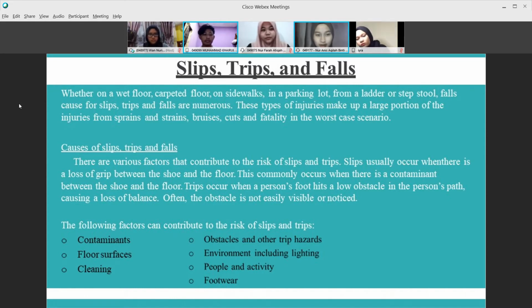And the other factors that can contribute to the risk of slips and trips are contaminants, low surfaces, cleaning, obstacles, and other trip hazards. Environment, including lighting, people and activity, and also footwear.